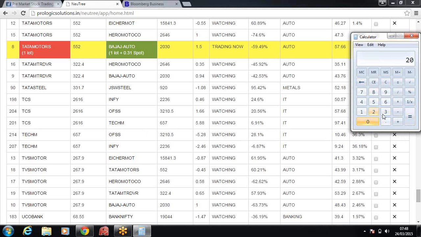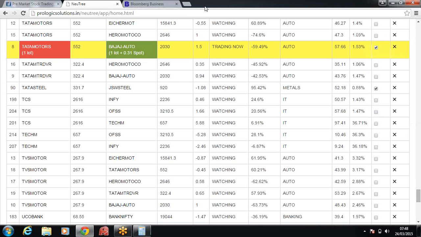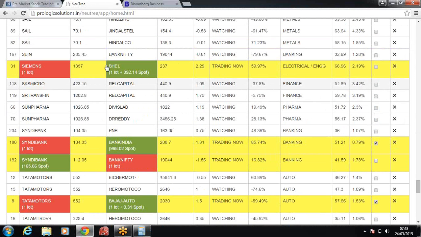And Bajaj Auto is 2030 into 25. So that's roughly near to that. You don't have to be exactly equal. Somewhere near that is also fine. So you invest the same amount in Bajaj Auto and Tata Motors, and then you enter the trade. That is how you calculate one lot and 1.1 lot plus your spot market shares, that is, you buy in the cash market.